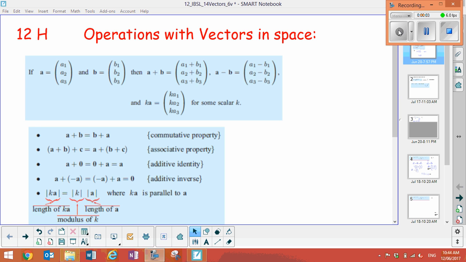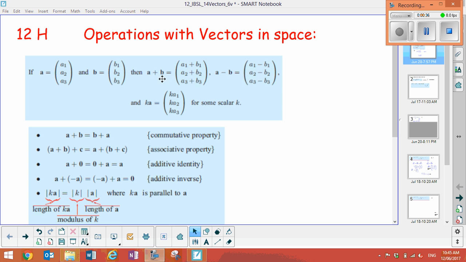Hello IB. Today we're looking at 12H, which is just a follow-on from 12G where we introduce vectors in 3D space. 12H just looks at all the operations that we have done already with 2D vectors, and they're all exactly the same here, but we're just adding that extra dimension. So if we've got our two vectors in 3D space, we've got vector A, A1, A2, A3 for the X, Y, Z directions or coordinates. And this is the vector notation, not the coordinates for the point.